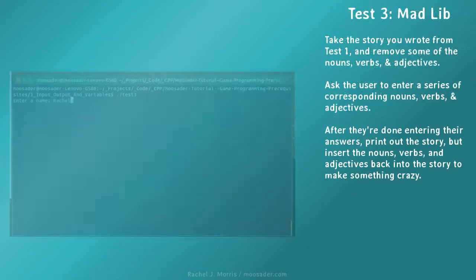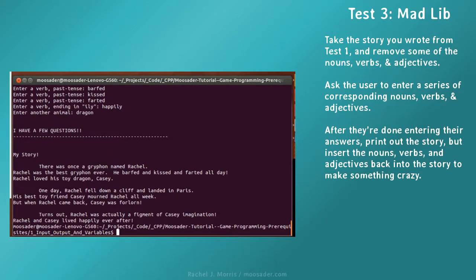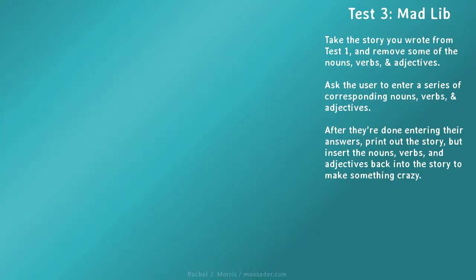For test 3, take the story from test 1 and remove some of the nouns, verbs, and adjectives. Ask the user to enter a series of corresponding nouns, verbs, and adjectives, and then after they're done entering their answers, print out the story, but insert the nouns, verbs, and adjectives back into the story to make something crazy.